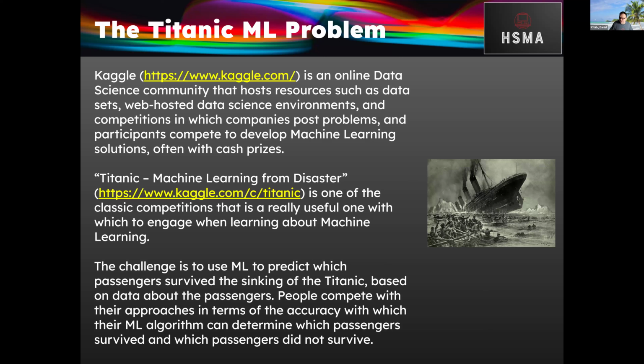And the idea is that we use various machine learning approaches to try to predict which passengers survive the sinking of the Titanic based on various data that we have about them. And people compete, as I say, with their own algorithms to try and see if they can get better accuracy. Because this is a classic one, when you go online, you'll see loads of people with 100% accuracy and stuff. But this is a kind of long-solved problem, but it's still a very good one to have a look at.